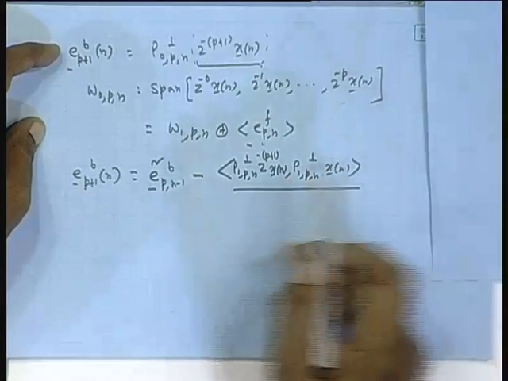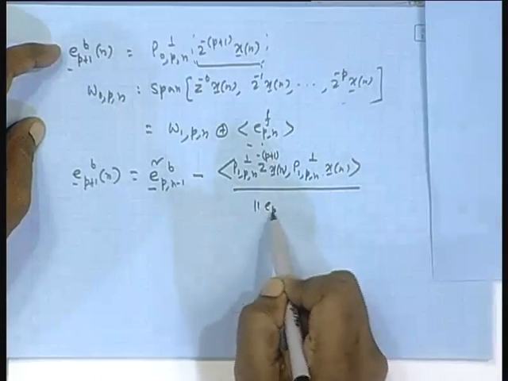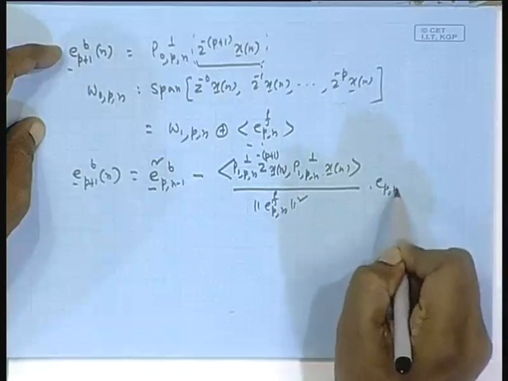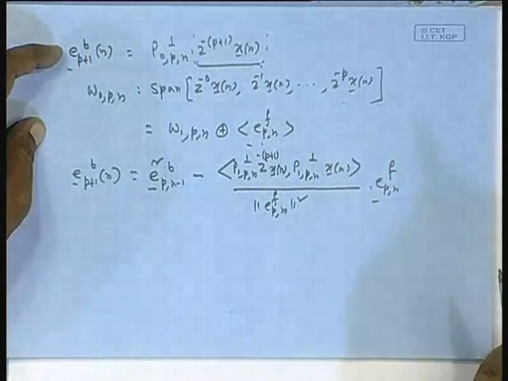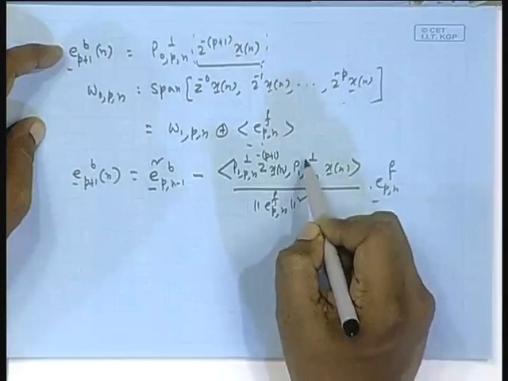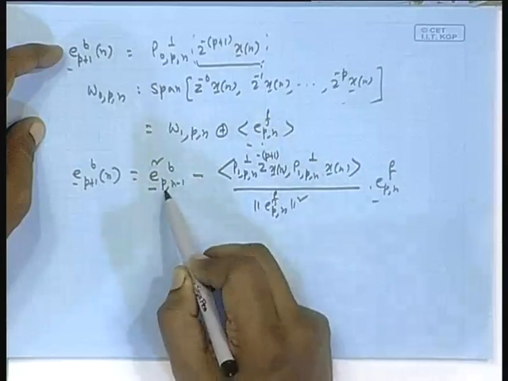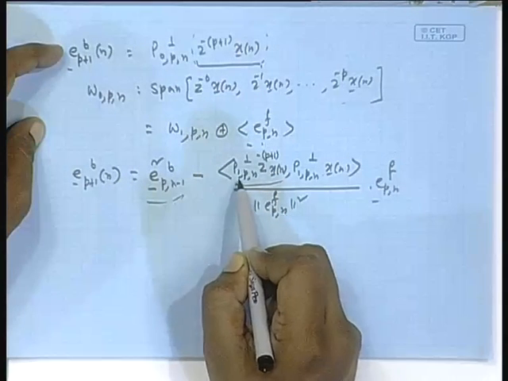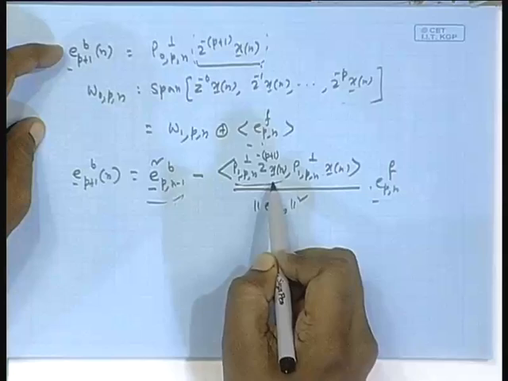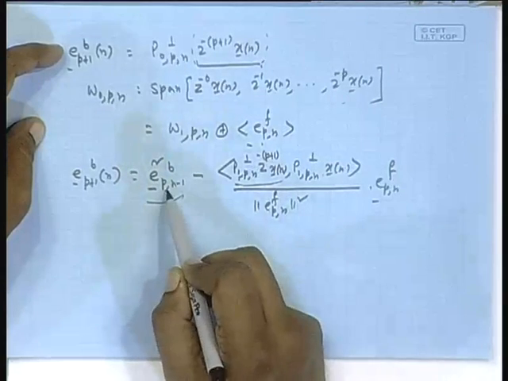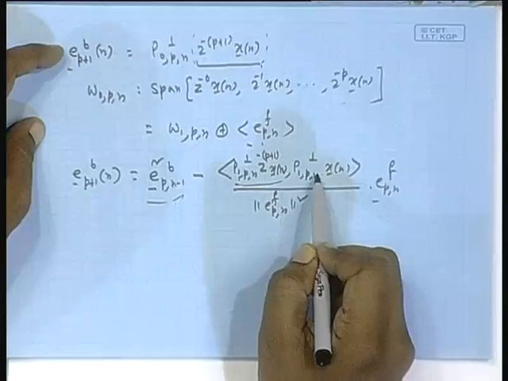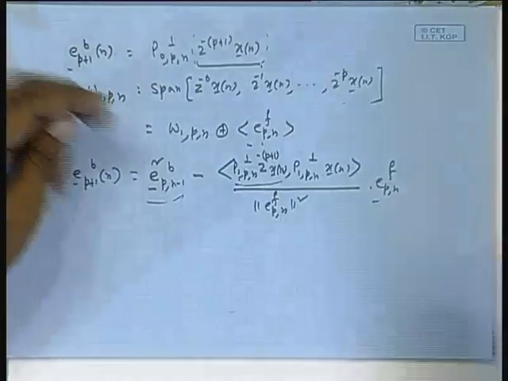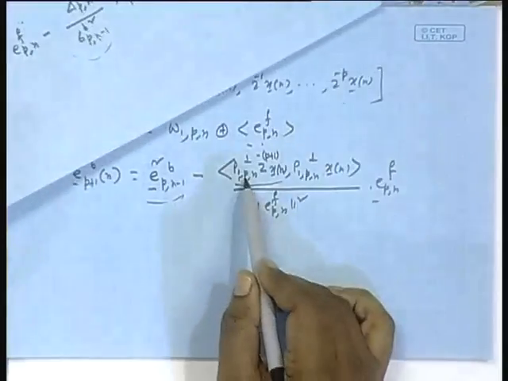Divided by norm square of this. And once again, this quantity and this quantity are the same, isn't it? P1 Pn, this EP, and this is your EPFN. This inner product, or in the other recursion, what inner product did we get? Those two are the same.